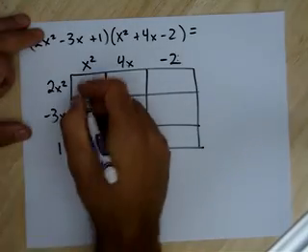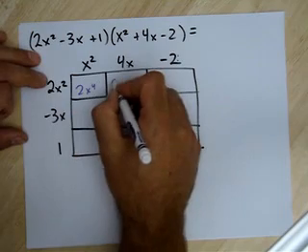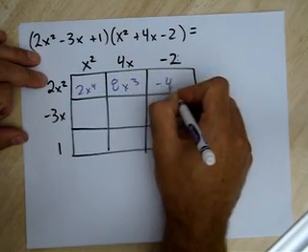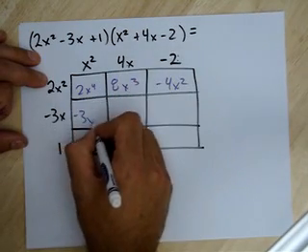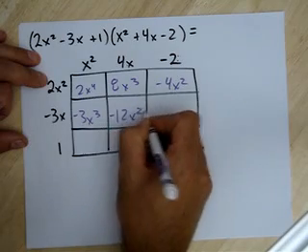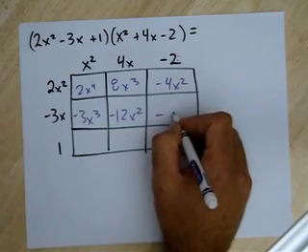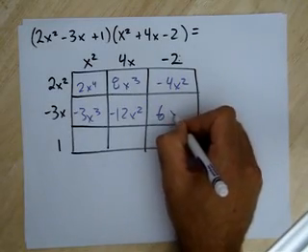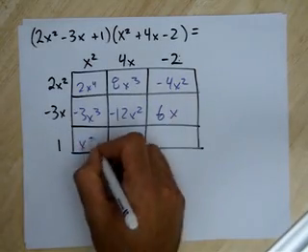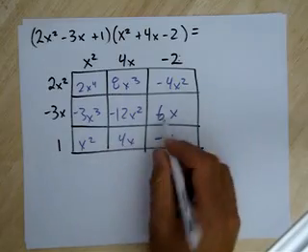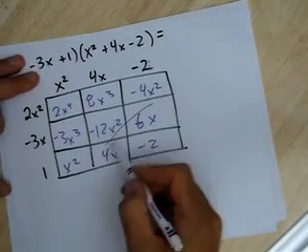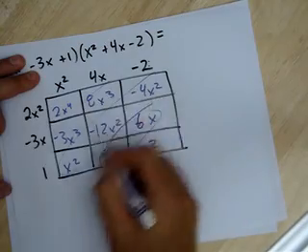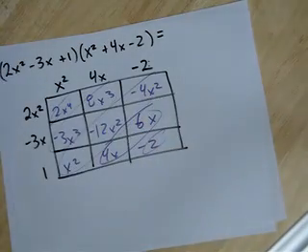You want me to do it quick? Ready? Here we go. 2x to the fourth, 8x cubed, negative 4x squared, negative 3x cubed, negative 12x squared, positive 6x, and I get x squared, 4x, negative 2. These guys will all combine for a nice term. These 3 will, these 2 will, this one will. End up with what I'm looking for.